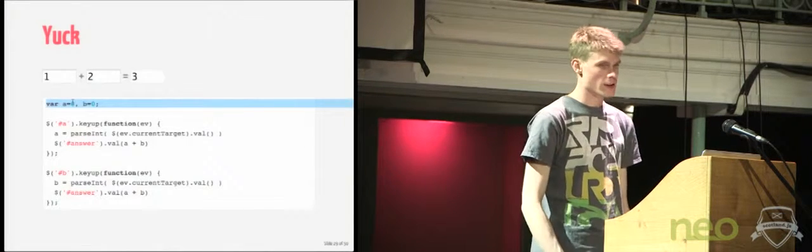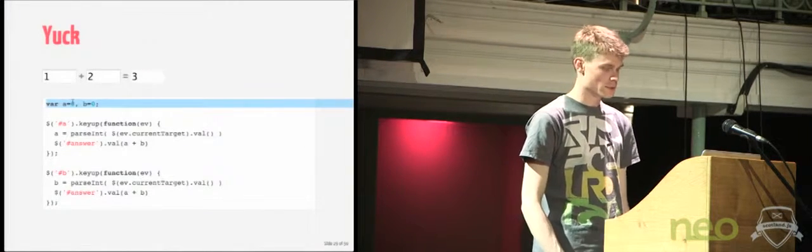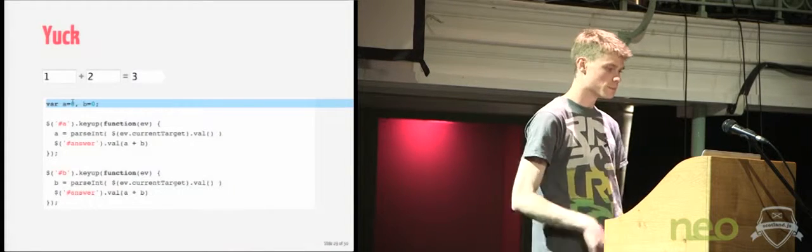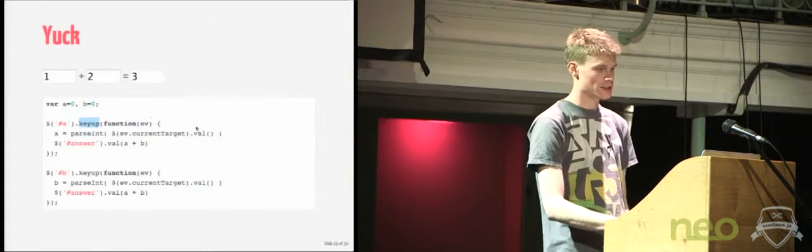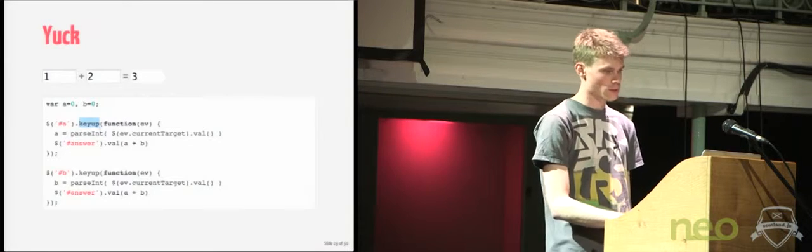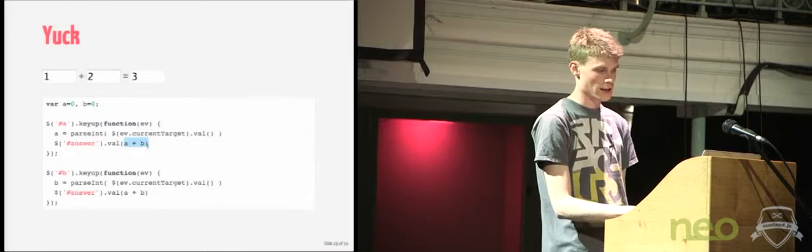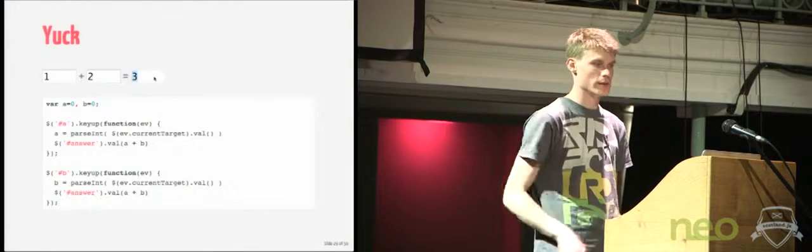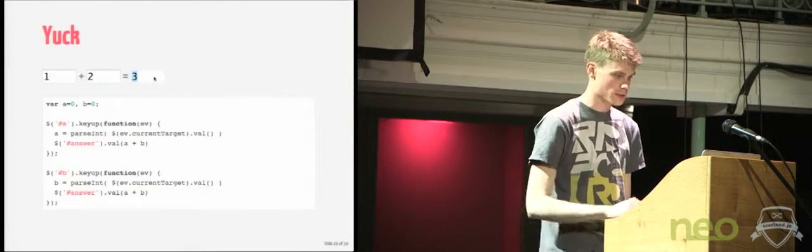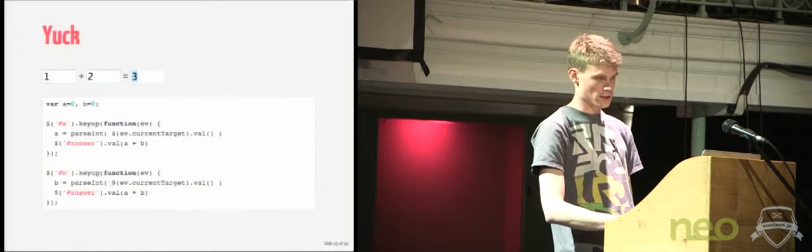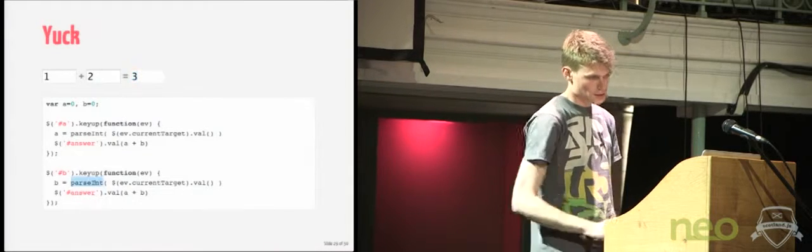So first of all, we create, yet again, external state variables to represent the current values of A and B. On a keyUp event, we grab the value of the input, convert it into an integer, mutate this external state by adding A + B, and then assigning it to the answer value. And we do exactly the same on the second input.